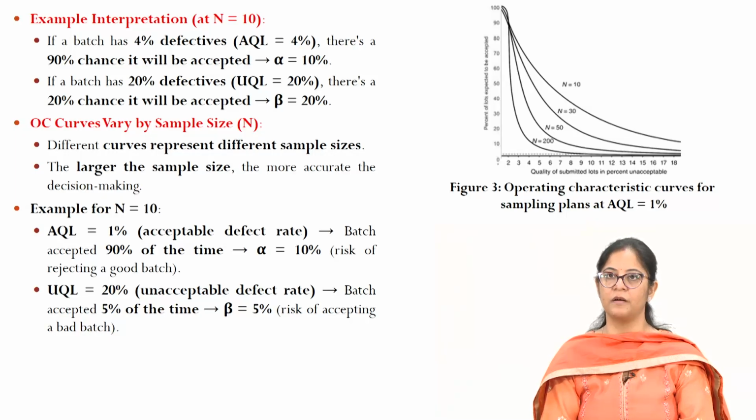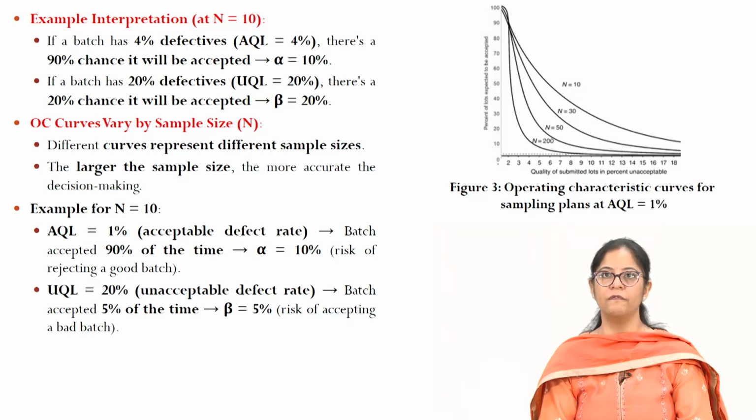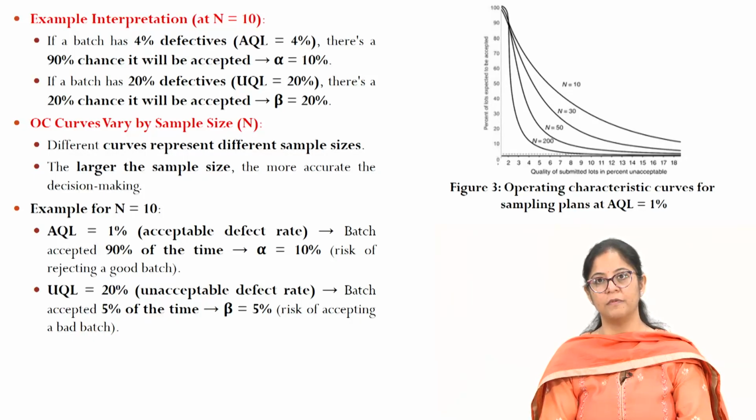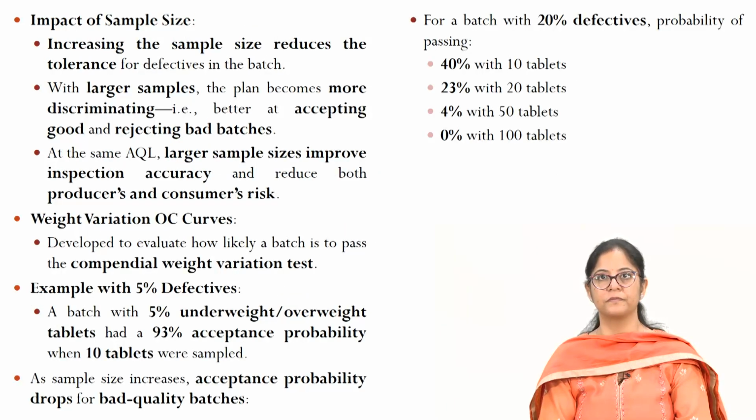The larger the sample size, the more accurate is the decision making. For example, for a sample size of 10, if AQL is 1%, the acceptable defect rate, the batch is accepted 90% of the time, alpha is 10%, that is the risk of rejecting a good batch. If UQL is 20%, that is unacceptable batch defect, it is accepted 5% of the time, that is beta is equal to 5%, the risk of accepting a bad batch.